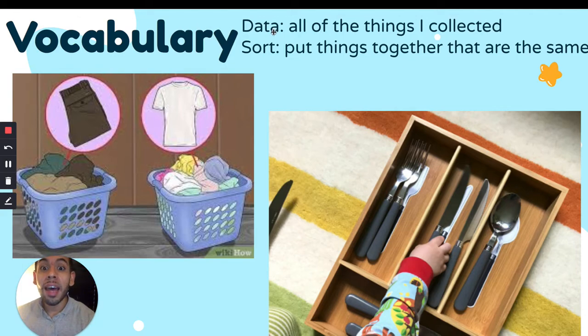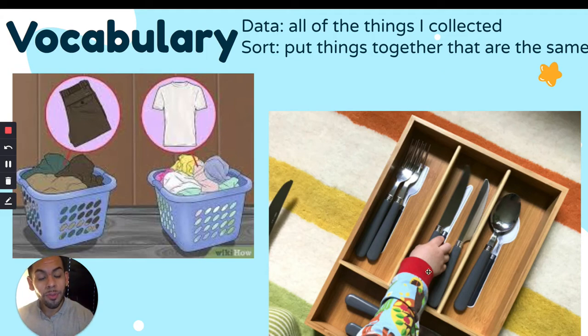All right, so data. Data are the things that we collect. Data is information that you collect, that you gather, okay? And data can be anything. It's just like information, okay, guys? So they're things that you collect, and then you sort it. You put things together that are the same. So remember, like the crayons, we put those together because they're the same. We sorted the crayons with the crayons and the markers with the markers, okay?